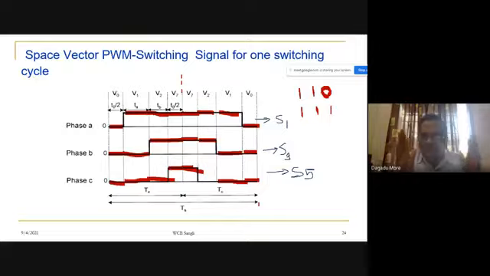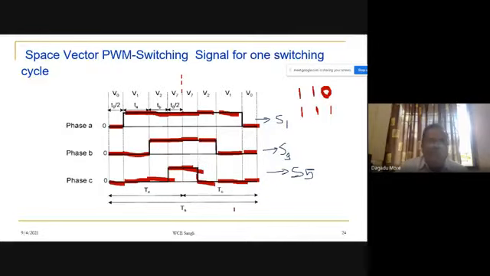This will be only for just a 1.5 degree duration. Then the next 0.5, the values will be changed. Depending upon the quadrant of operation, we are getting the switching signals. So is it clear how to get the switching signal and how we apply it?